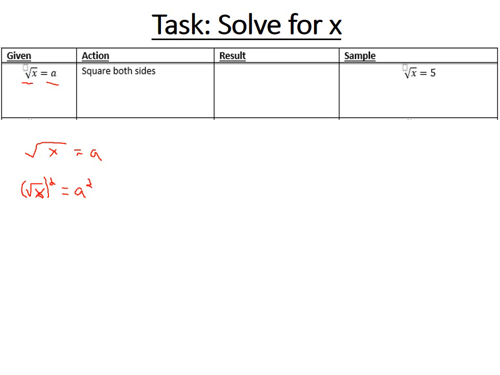Now, technically you could leave it like this, but I like to clean it up a bit. The square root of x squared is just x because you're just taking away the square root, and is equal to a squared. You can't change a to anything yet because you don't know what a is. It depends on the number that you're looking at. So here we have our result: x is equal to a squared.